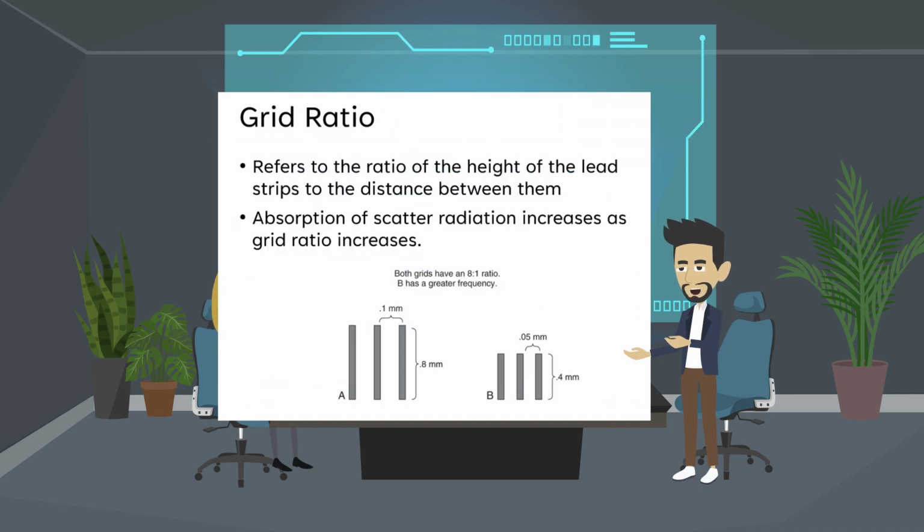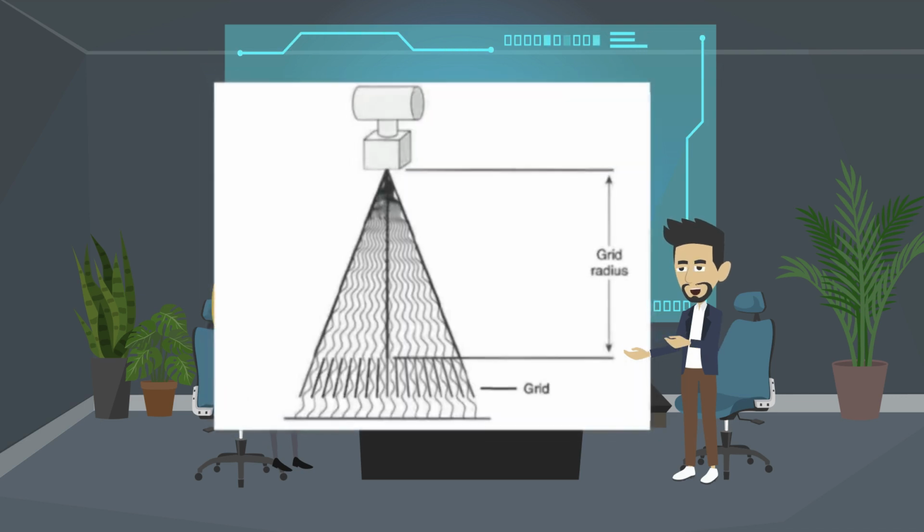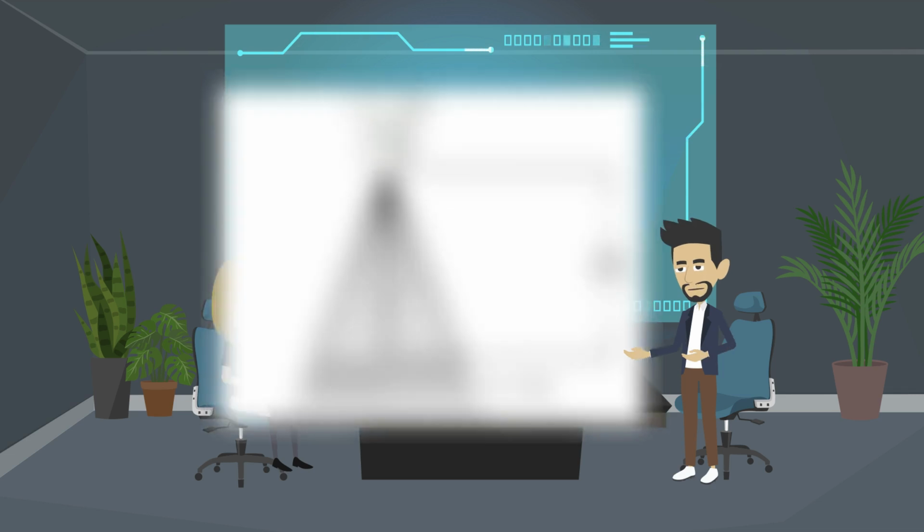The number of lead strips per inch is called the grid frequency, and grid frequencies range from 60 to 196 lines/inch. The grid radius is the distance at which the primary X-ray beam is parallel to the focused lead strips of the grid.